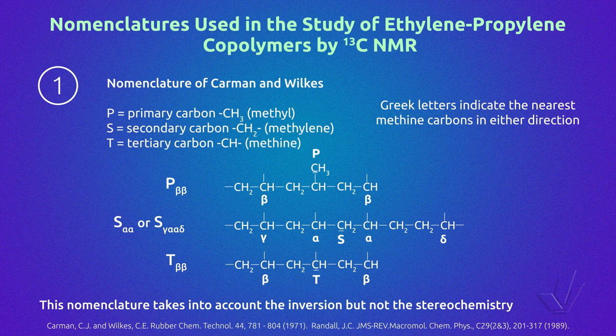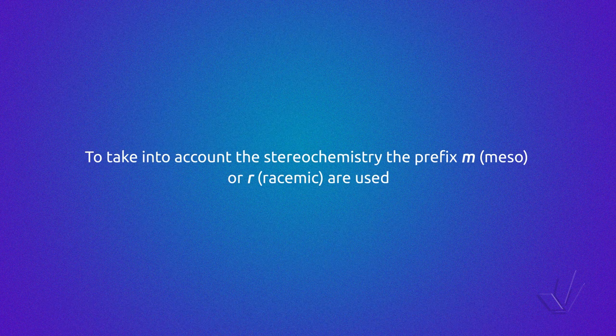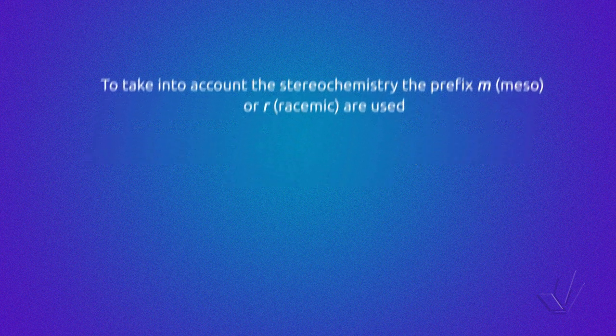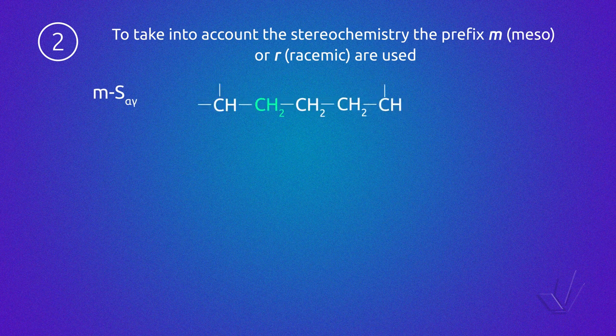This nomenclature takes into account the inversion, but not the stereochemistry. To take into account the stereochemistry, the prefixes M for meso and R for racemic are used. For example, the carbon M S alpha gamma means a secondary carbon that is in position alpha from the methine atom on the left and gamma from the methine atom on the right. The prefix M means that both methines have the same configuration, or what is the same, the substituents are on the same side of the polymeric chain.